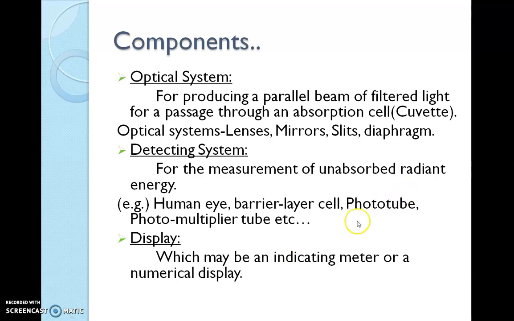So next one, the readout system or display, which may be an indicating meter or a numerical display. Before this display we use a galvanometer. The galvanometer converts the detector output into the digital output.